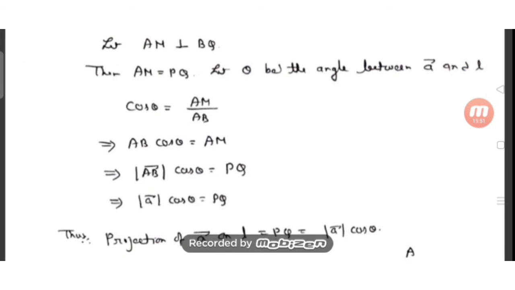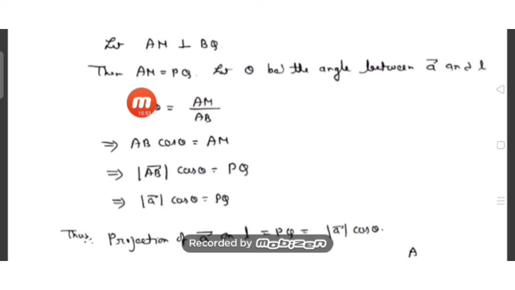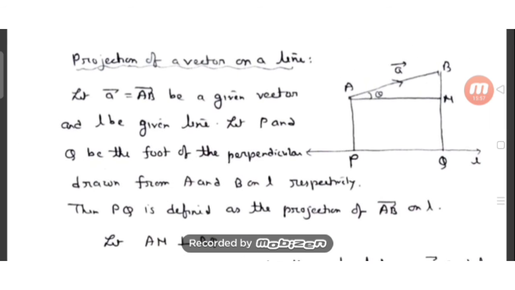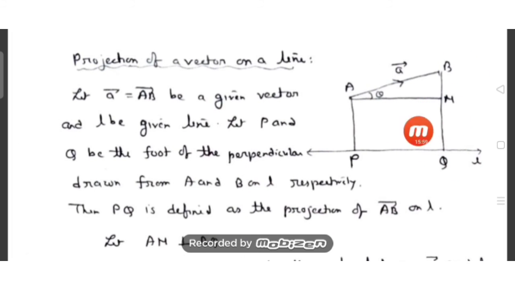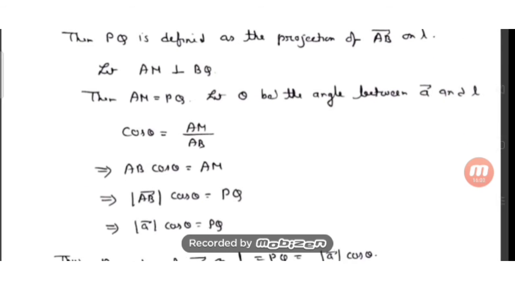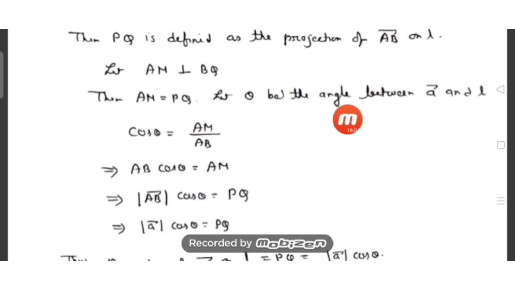You see here I have written all this calculation. AM is drawn perpendicular on BQ, as I told you. Then AM is equal to PQ. Here you see AM is equal to PQ. Theta is the angle between A bar and L. As I told you earlier, the vector AB bar makes an angle theta with the line L.